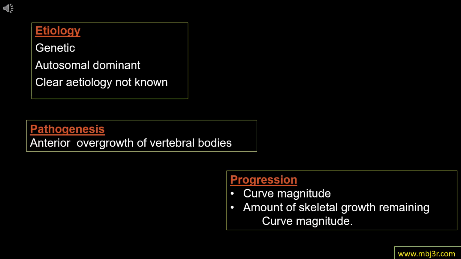Coming to the etiology, pathogenesis and progression. Already we discussed etiology. It is genetic, autosomal dominant, but in the majority of cases, etiology is not clear. The pathogenesis is because of anterior overgrowth of the vertebral bodies, and the progression is related to curve magnitude and the amount of skeletal growth remaining.